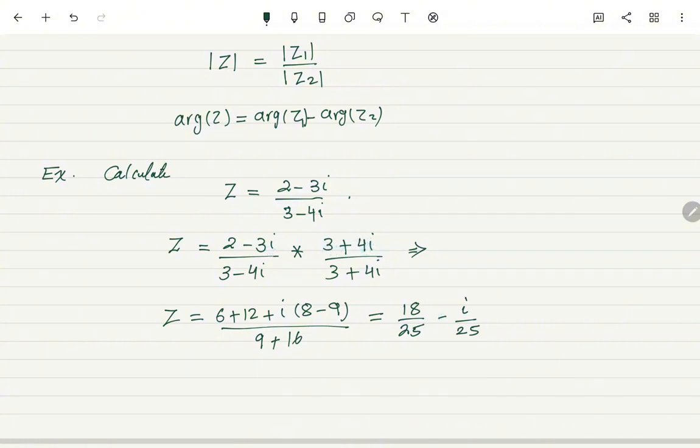Now, in this case, the real part of z equals 18 over 25, and the imaginary part of z equals minus 1 over 25.